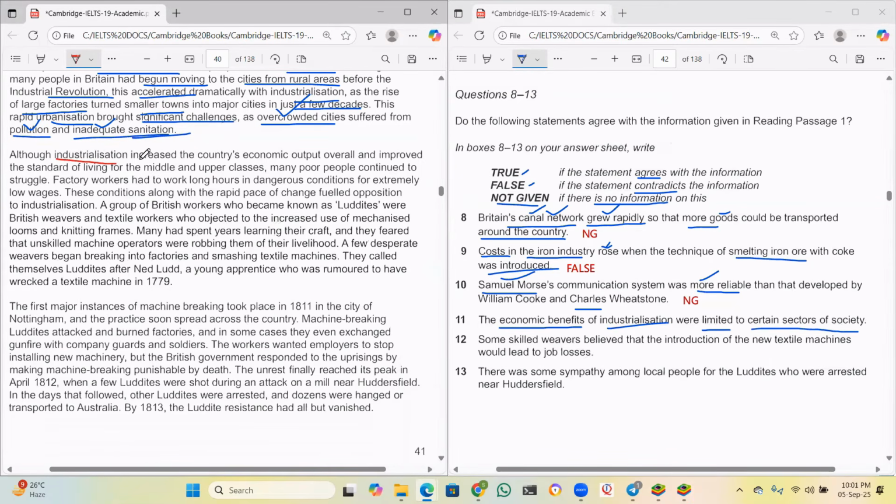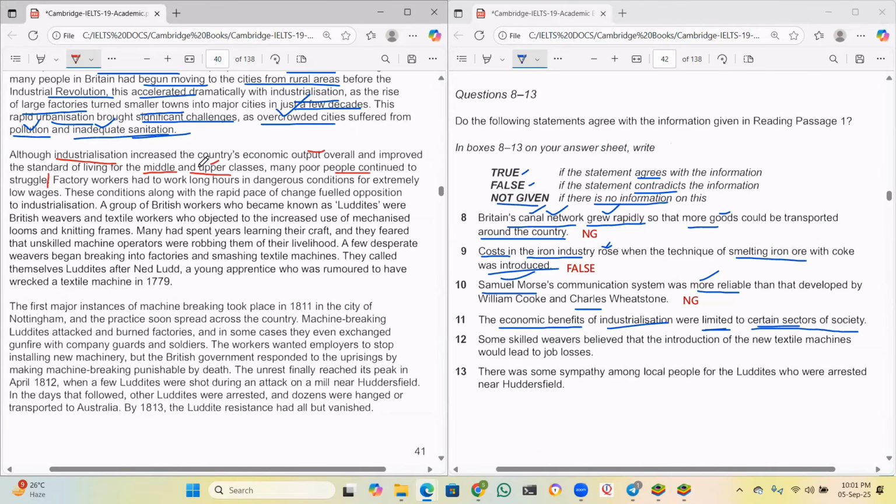So, although industrialization increased the country's economic output overall and improved the standard of living for the middle and upper classes, many poor people continued to struggle. Wow, I think we got the answer here itself. Did you find it, guys? So, here he says economic benefits were limited to certain sectors. What did he say? Output overall and improved standard of living for middle and upper classes. Many poor people continue to struggle.